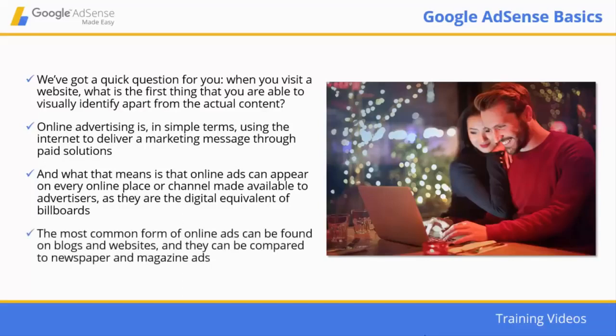The most common form of online ads can be found on blogs and websites, and they can be compared to newspaper and magazine ads. You will also find ads on YouTube videos, which are the internet version of TV ads, as well as other types of online ads that go a step further, such as mobile ads and in-app ads.